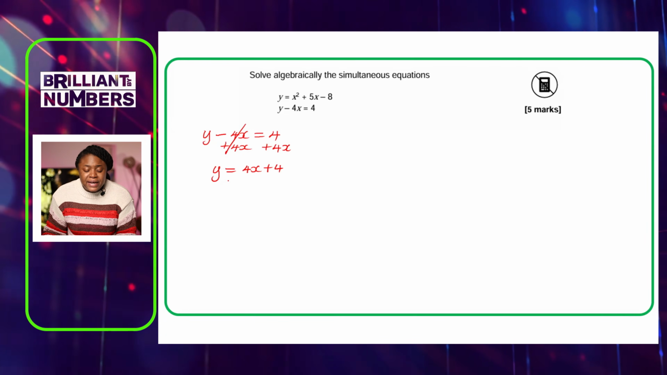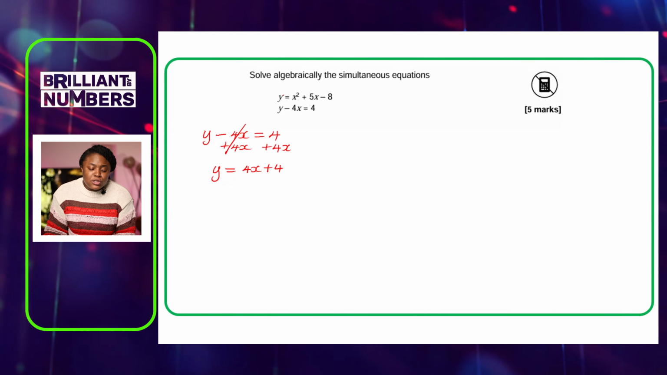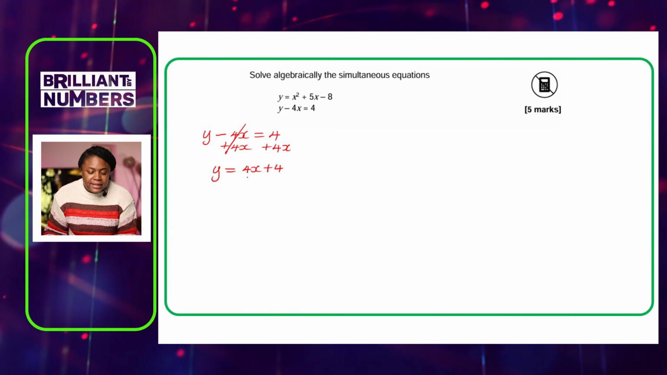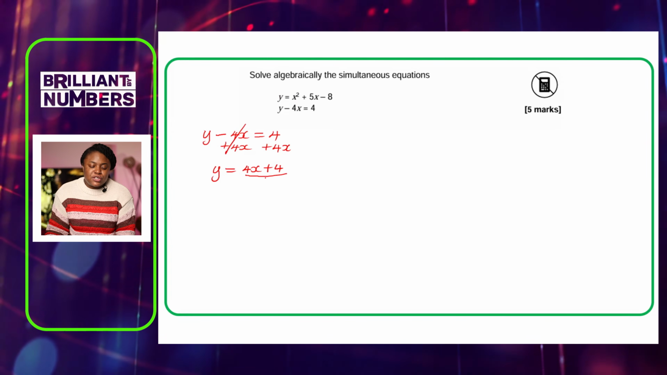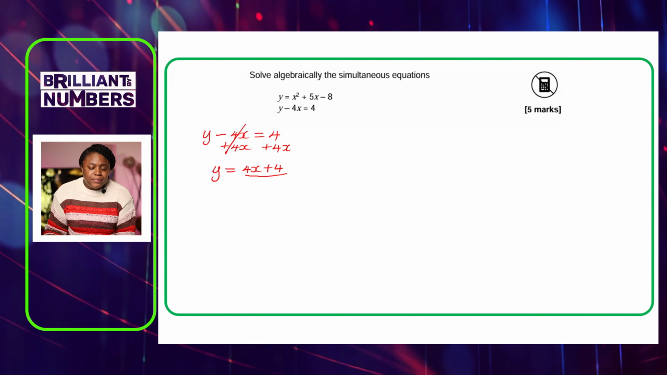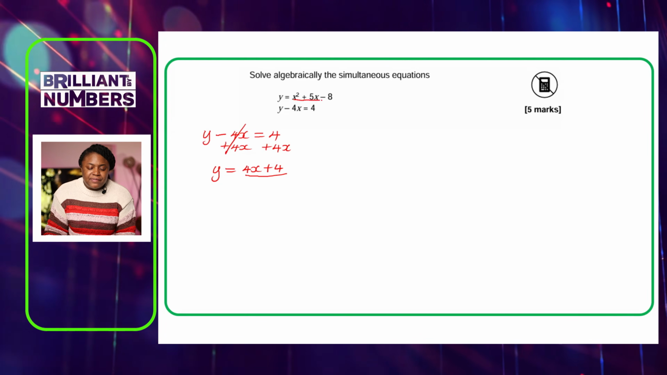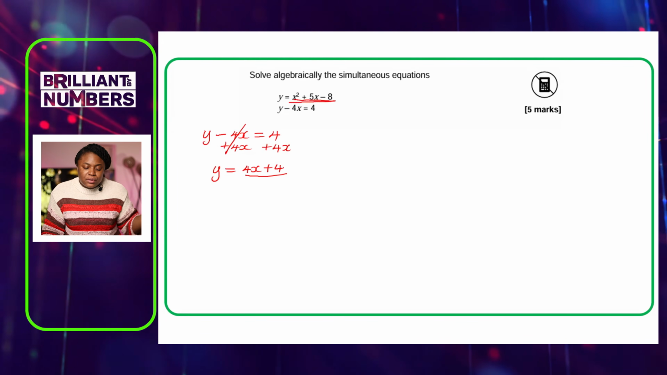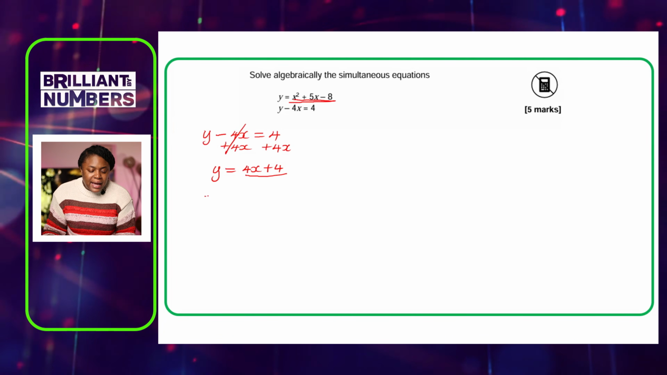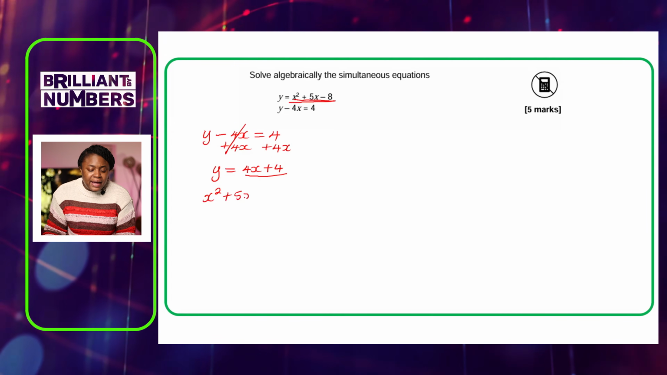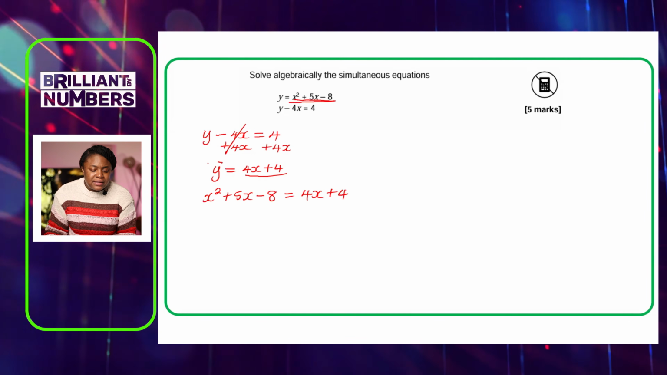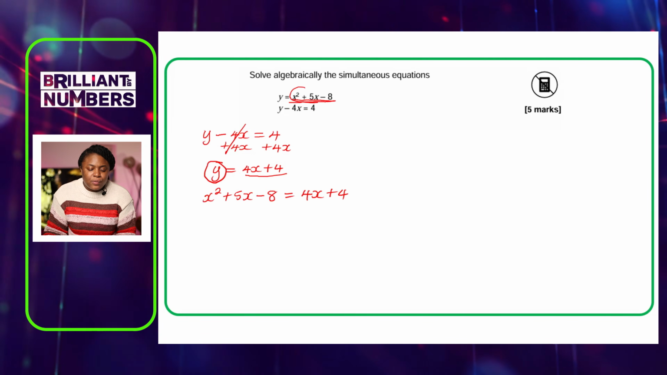So now that we've rearranged this to make y the subject, I'm now going to replace the y in the first equation with the value of y. So this value of y, I'm going to substitute that in. So I've got y here. So I'm going to replace this y with this value of y, just to keep the square on the left hand side. So I'm going to write for this y, x squared plus 5x minus 8 equal to 4x add 4. So I've replaced this y with this value of y.